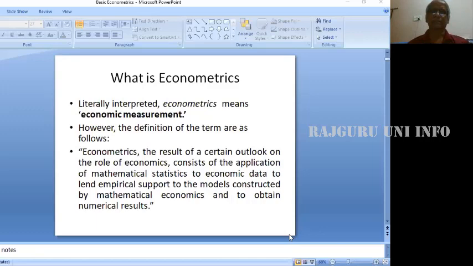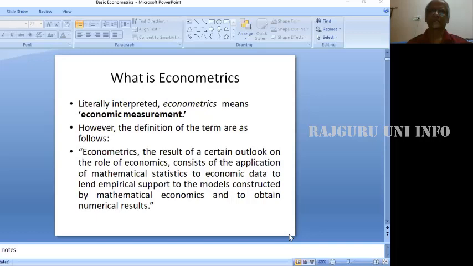We have several definitions of the term econometrics. One or two I would like to highlight here. Econometrics, the result of a certain outlook on the role of economics, consists of application of mathematical statistics to economic data to lend empirical support to the models constructed. A model is a replica of the proposed solution or answer. Mathematical models are built, and mathematical models must be tested.